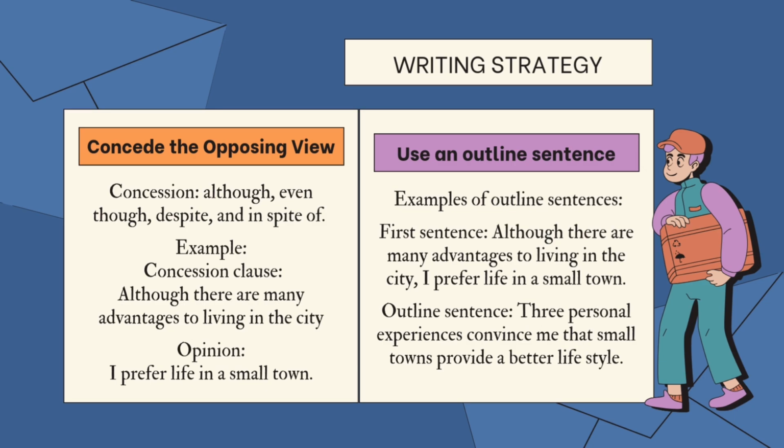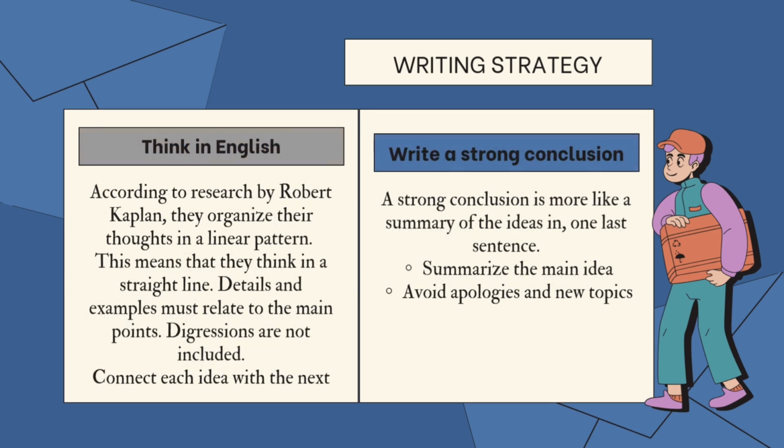Concede the opposing view has merit. You can begin with a concession clause and make a direct statement of opinion. Here is the example. Use an outline sentence. It is to outline the first sentence so that it becomes more detailed and clear for the reader. Here is the example. Next is think in English.